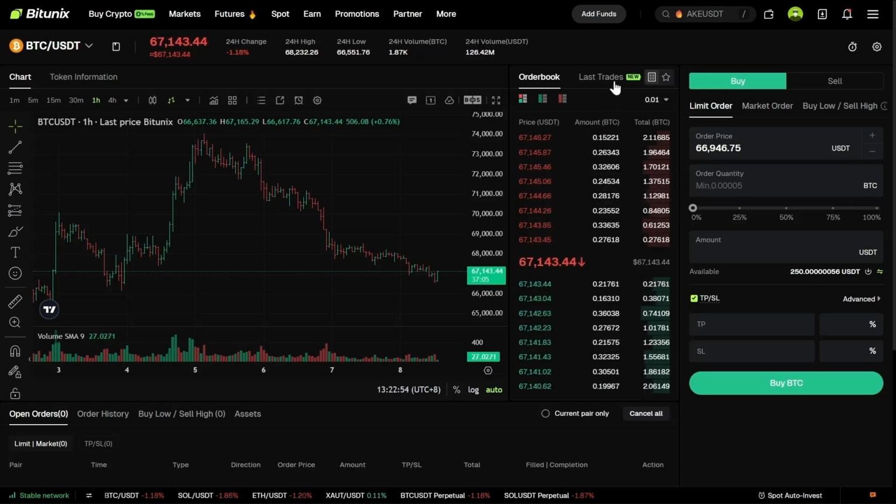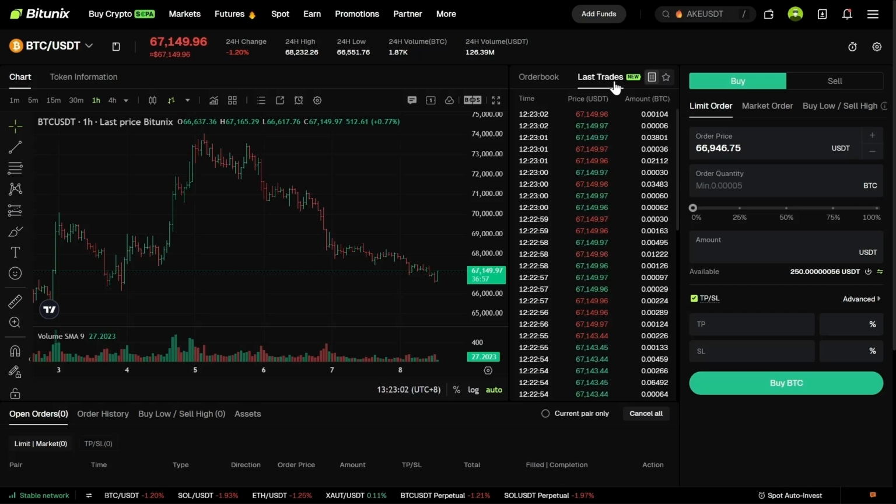New on Bitunix is the last trades section. The last trades section shows the most recent trades happening on the exchange in real time.